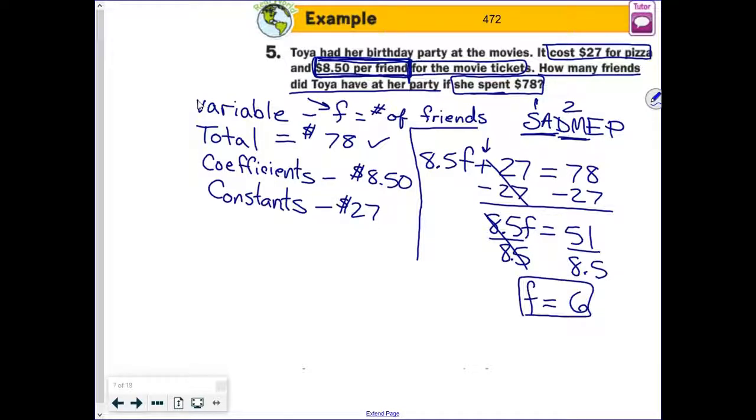Is having 6 friends at a birthday party a reasonable answer? Yes.